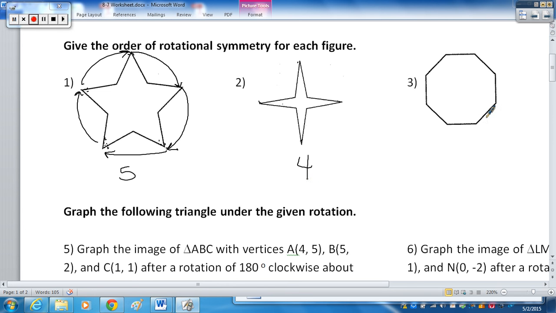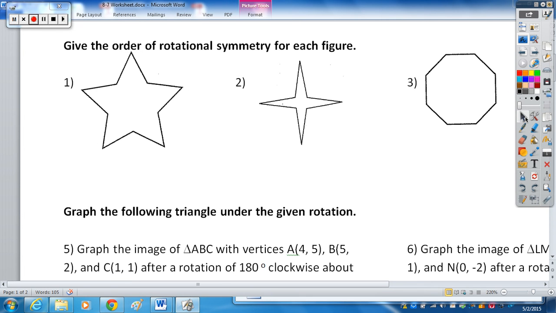A regular octagon, or a stop sign: how many times could it map onto itself? This side could rotate here and all the other sides will fall in place. This side could rotate here, all the other sides will fall in place. We can do that over and over again until we get back to the beginning. There are 8 different rotations that could occur and it would still be mapping on itself.